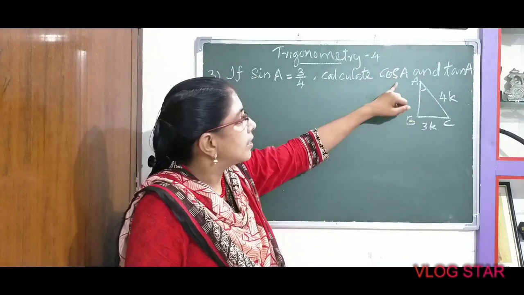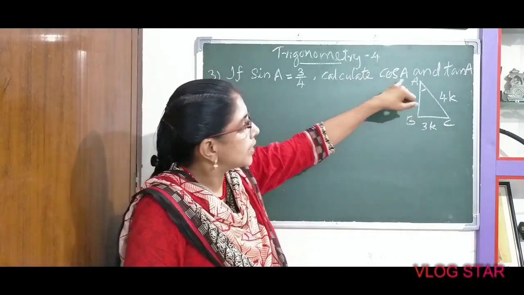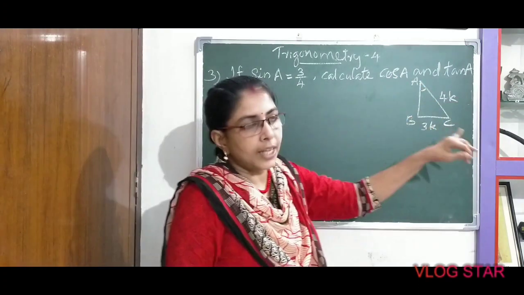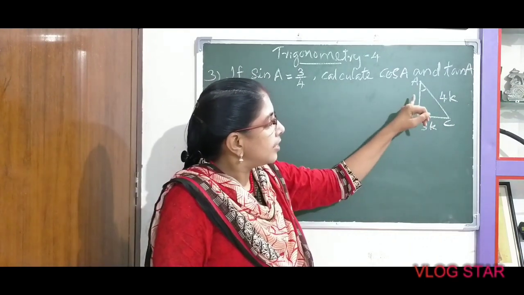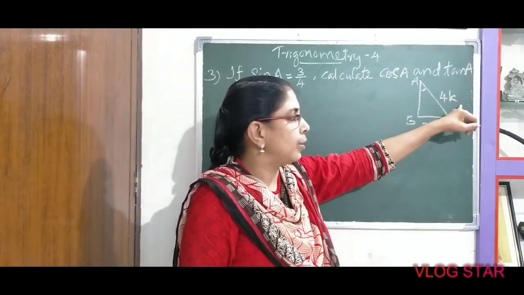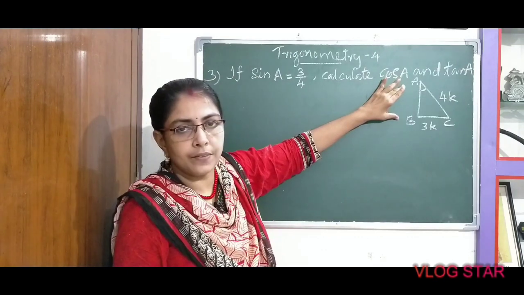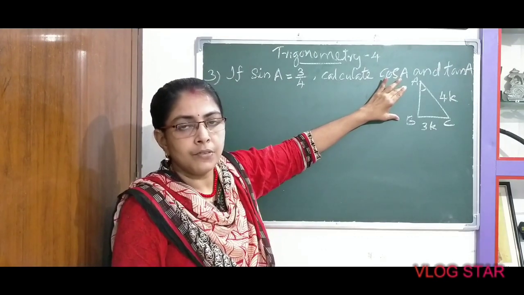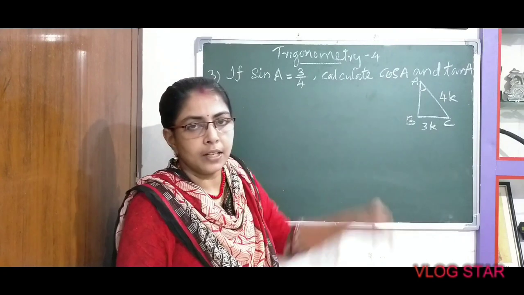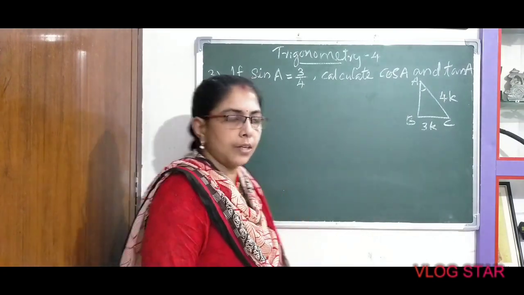Next, we have to find cos A and tan A. We know that cos A is the side adjacent to angle A upon hypotenuse. The side adjacent to angle A is not given, that is, AB is not given. First we have to find this side by using the Pythagoras theorem.